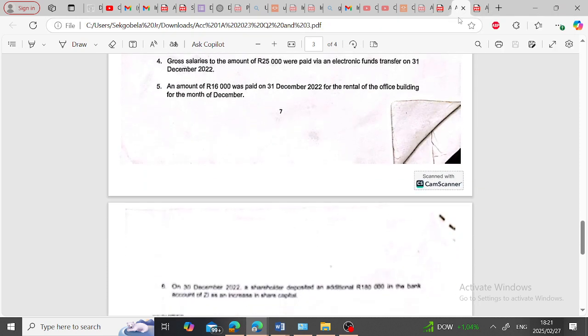Number 4. Gross salaries amounting to 25,000 were paid via EFT on the 31st of December. It's gross, like the word. For this sake, no, but going forward, it will be, because we're going to be dealing with fringe benefits now. But later the amount really differs, because we have UIF, SDL, there's a lot. Guys, we paid salaries of 25,000 by EFT. What's happening?